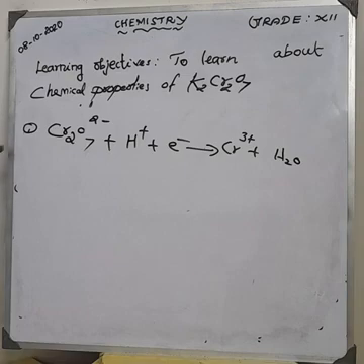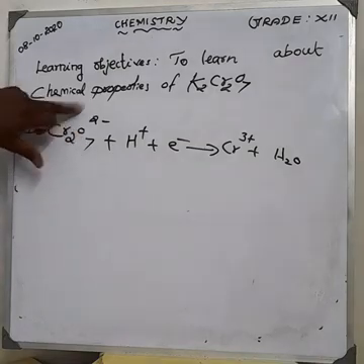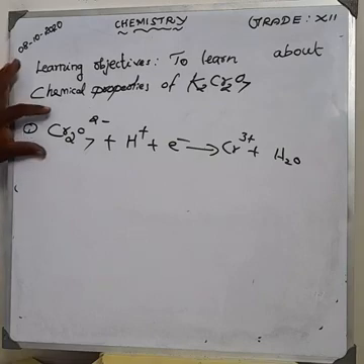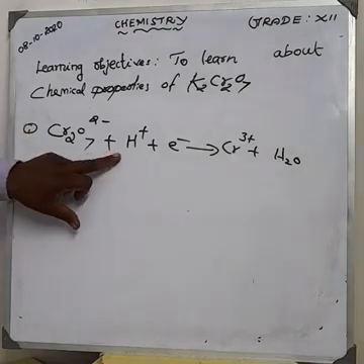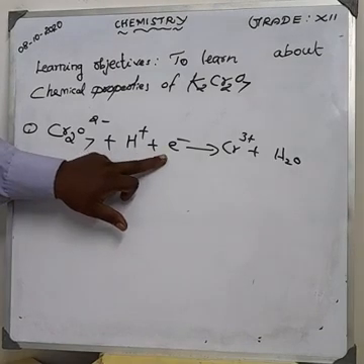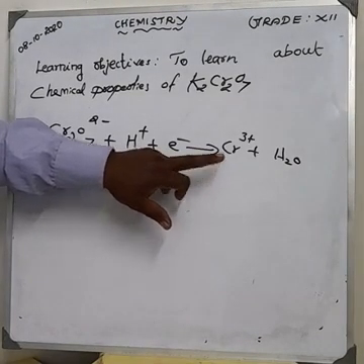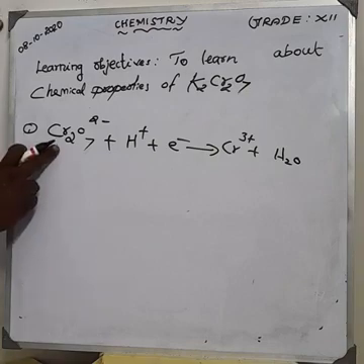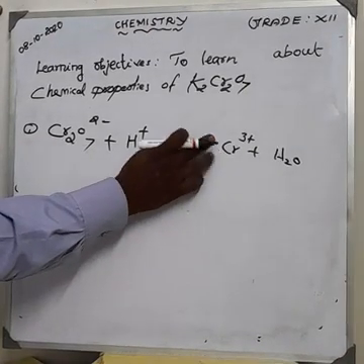That is Cr2O7, the dichromate ion. If we are using potassium, we get potassium dichromate. The dichromate ion Cr2O7 2 minus undergoes the change. We are adding H plus ions and also electrons. We get Cr3 plus and water. This equation should be balanced. How much chromium is there? 2 chromium, so make it 2 there.